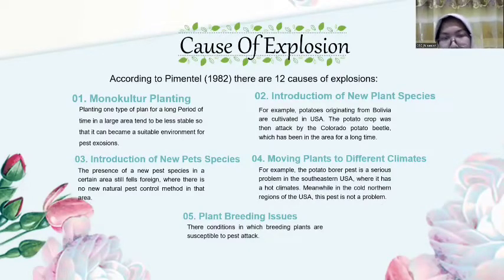Fourth, moving plants to different climates. For example, the potato beetle pest is a serious problem in the southern USA, where it has a hot climate. Meanwhile, in the cold northern regions of the USA, this pest is not a problem. Fifth, plant breeding issue. There are conditions in which breeding plants are susceptible to pest attack. Next.